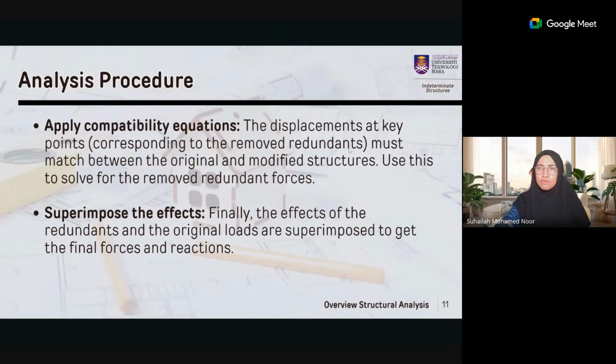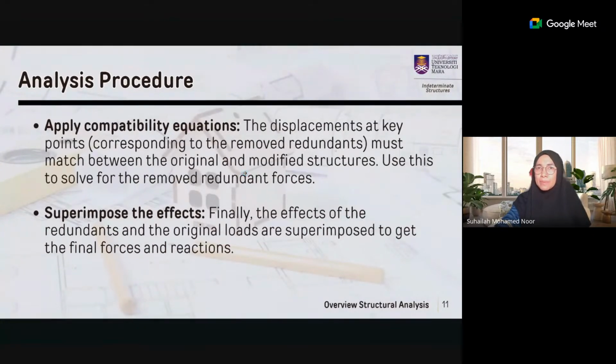We have to apply the principle of superposition to derive the compatibility equation. The compatibility equation is actually the displacement at the redundant position, the displacement corresponding to the removed redundant. Superposition method is actually superimposing effects. That's why we have two systems. The original, actual beam is one system, but for this indeterminate structure, in order to solve for the redundant value, we will use superposition.